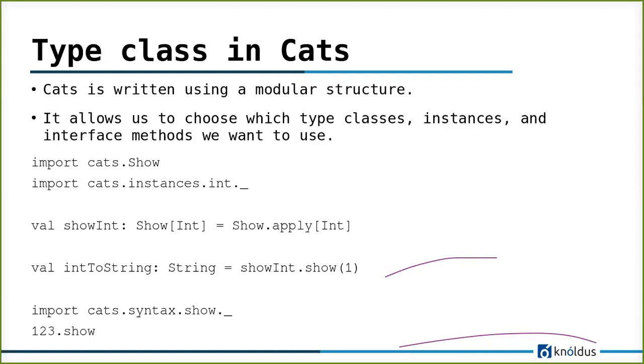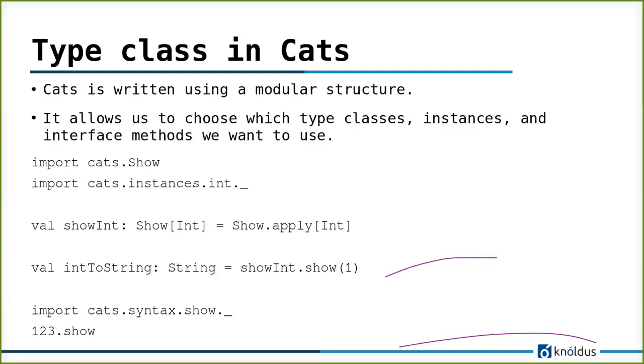Cats gives all the interfaces in the syntax package. So if you look at the last line, that is 123.show. 123 is my integer and .show is like calling any other method, so it will convert my integer to a string. So that is one type class in Cats.